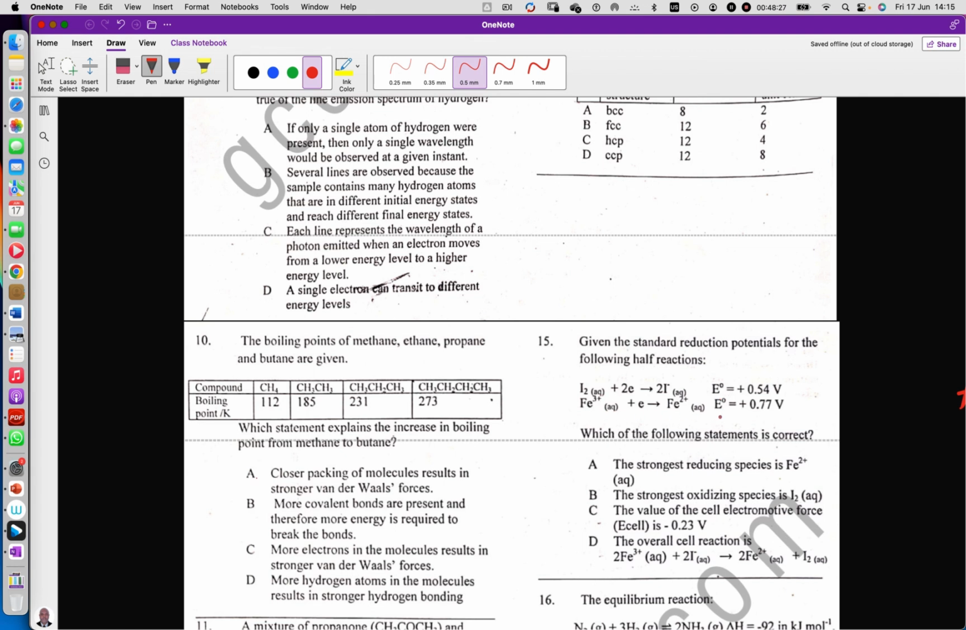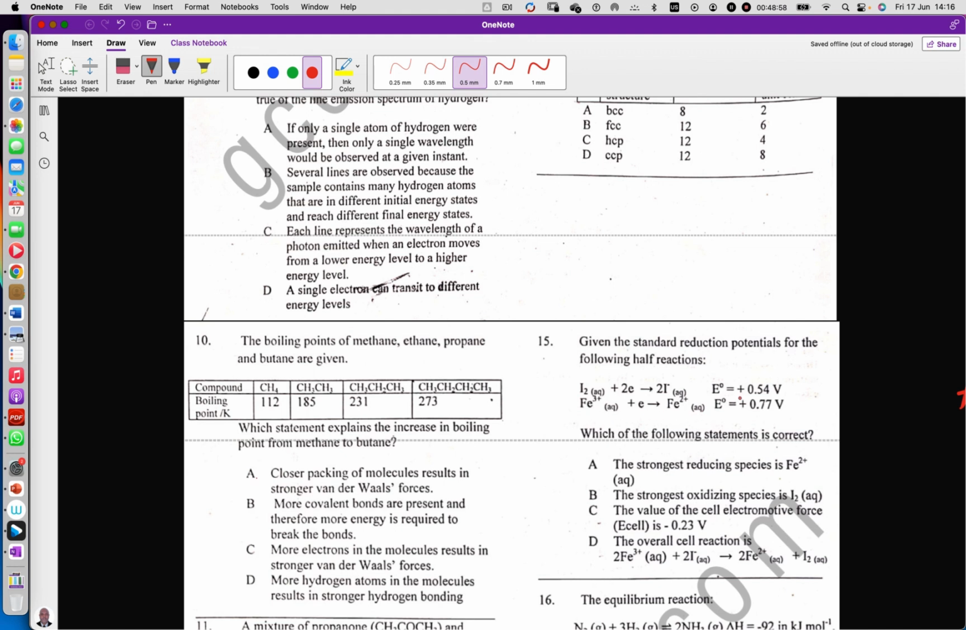iron 3 plus is a better oxidizing agent. That means that it will accept an electron and become reduced. It's a better oxidizing agent that will accept an electron and become reduced. So the equation here is good.